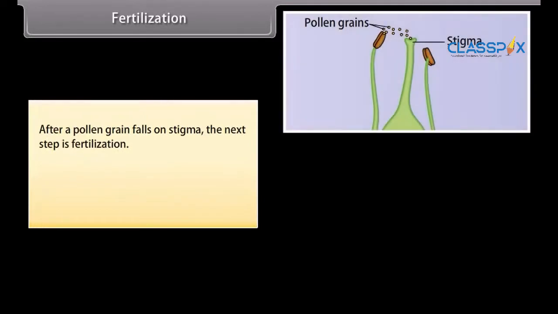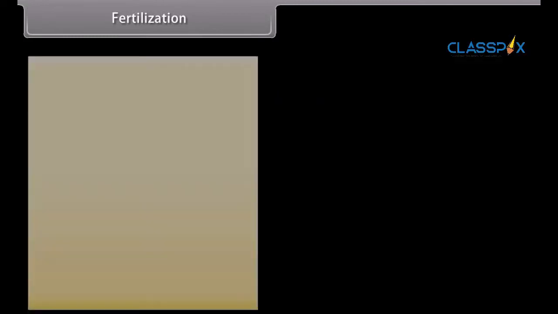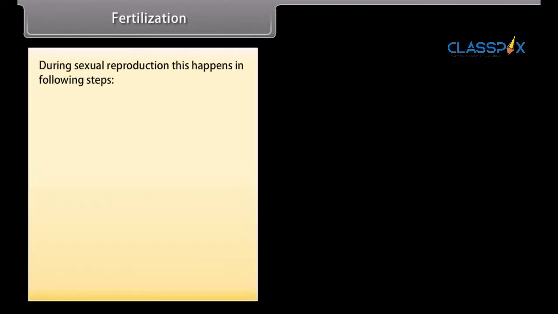Fertilization. After a pollen grain falls on the stigma, the next step is fertilization. Fertilization is the fusion of male and female gametes to form a zygote. During sexual reproduction, this happens in the following steps.